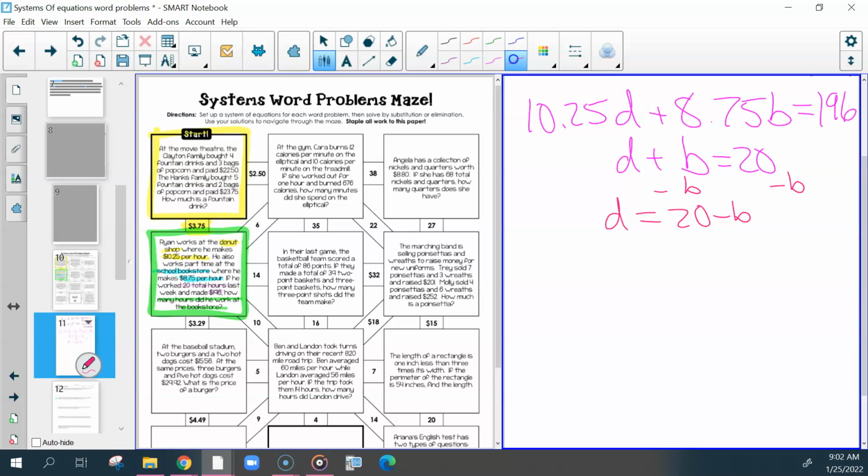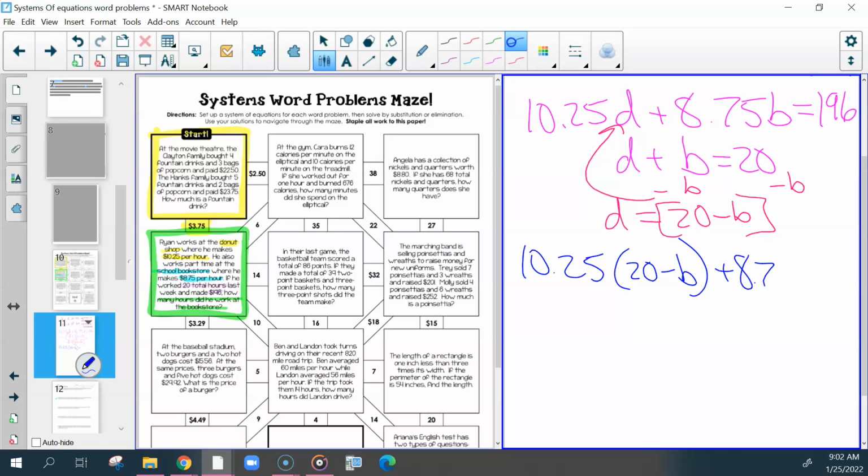Now we're going to take this expression and substitute it into the first one where D is. 10.25 times 20 minus B plus 8.75B equals 196. Can everyone see this, or do you need me to make it bigger?